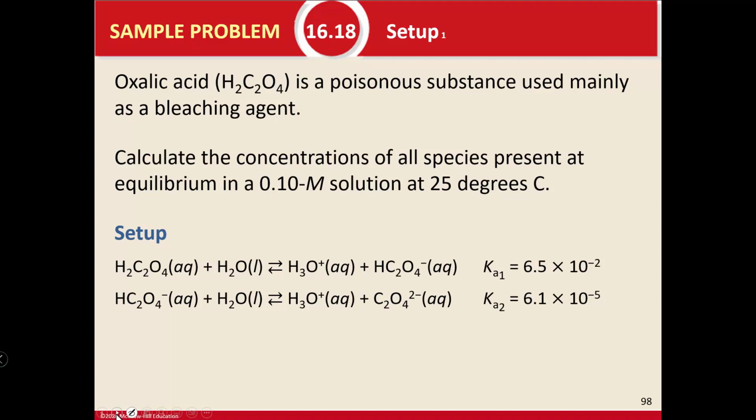So this is the type of problem you could have with a diprotic acid. So you got oxalic acid, a poisonous substance used mainly as a bleaching agent. Calculate the concentrations of all species present at equilibrium when a 0.10 molar solution at 25 degrees Celsius.